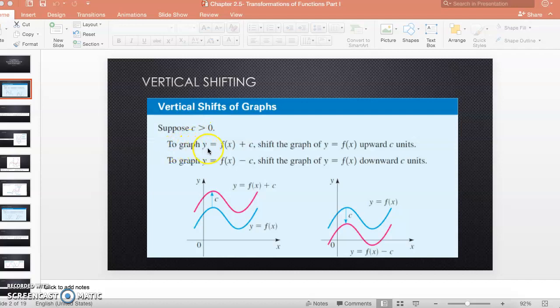We have this graph of y is equal to f of x plus c. And this is saying that if we have this c and it's being added, it's going to shift our graph upwards. And we can see based on this demonstration that this value is being shifted up. Versus this, where if we have a function and some c and it is being subtracted, it's going to shift our graph down.